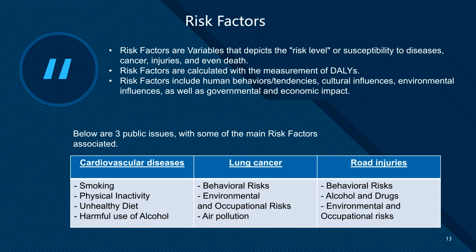So the first one, we have cardiovascular diseases. One of the more prevalent risk factors involved in this is unhealthy diets. We have other things such as smoking, physical inactivity, and harmful use of alcohol. Moving forwards, we have lung cancer. For lung cancer, the prevalent risk factors are behavioral risks, environmental and occupational risks, including air pollution. And last but not least, we have road injuries. We found that the big risk factors were behavioral risks, alcohol and drugs, and environmental and occupational risks.